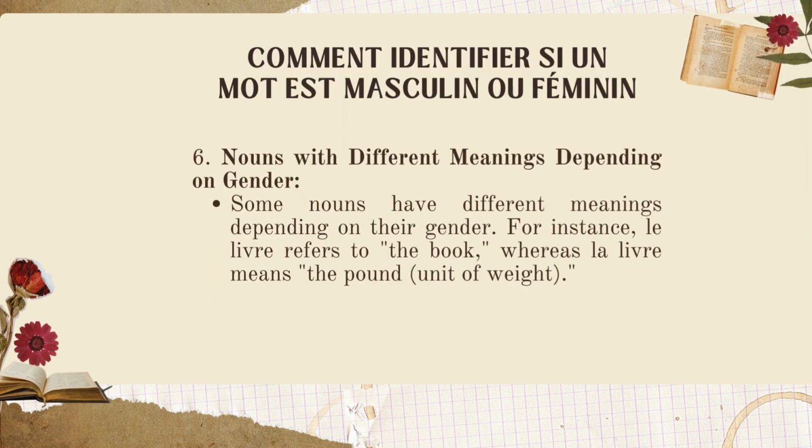So the sixth exception, nouns with different meanings depending on the gender. Some nouns have different meanings depending on the gender. For instance, le livre refers to the book, whereas la livre means the pound, the unit of weight. So you have to be careful with the article as well. Le livre is an exception. It's ending with e, but it's masculine. So you can identify it with le, it's masculine, and la livre, which is the pound. So la, you can identify it with an article.